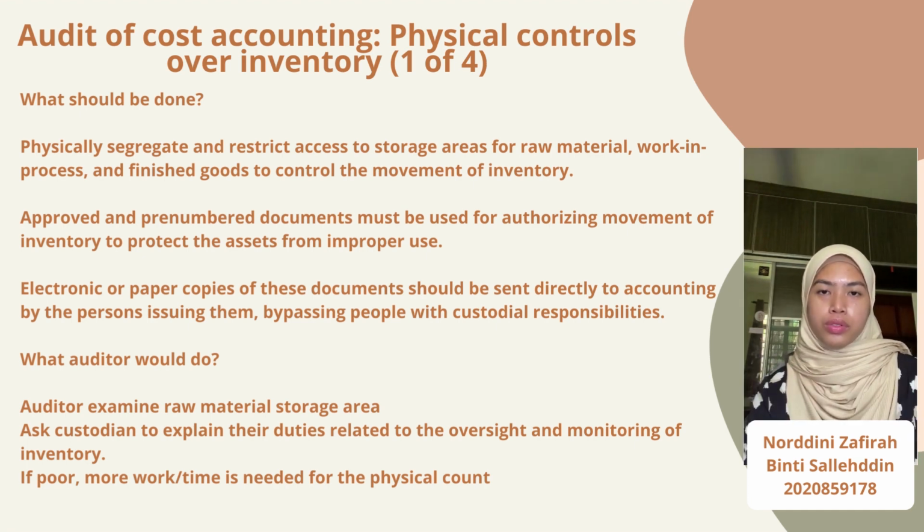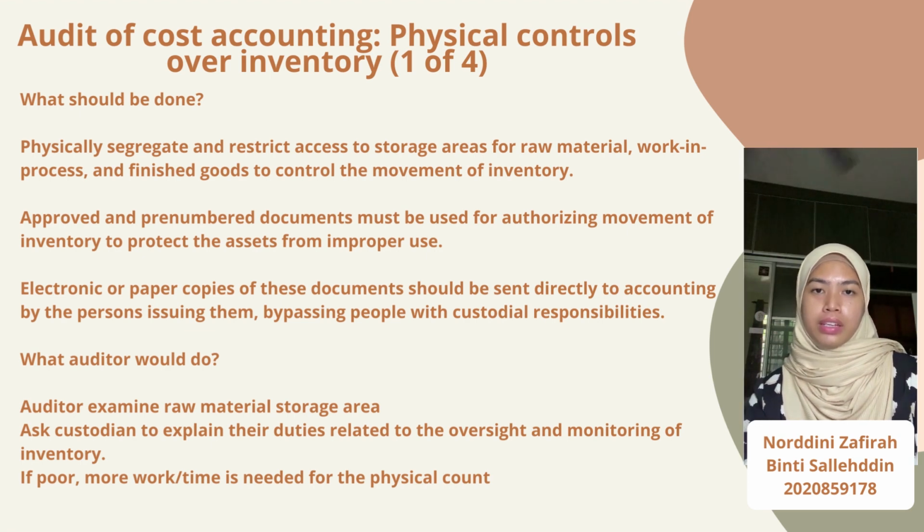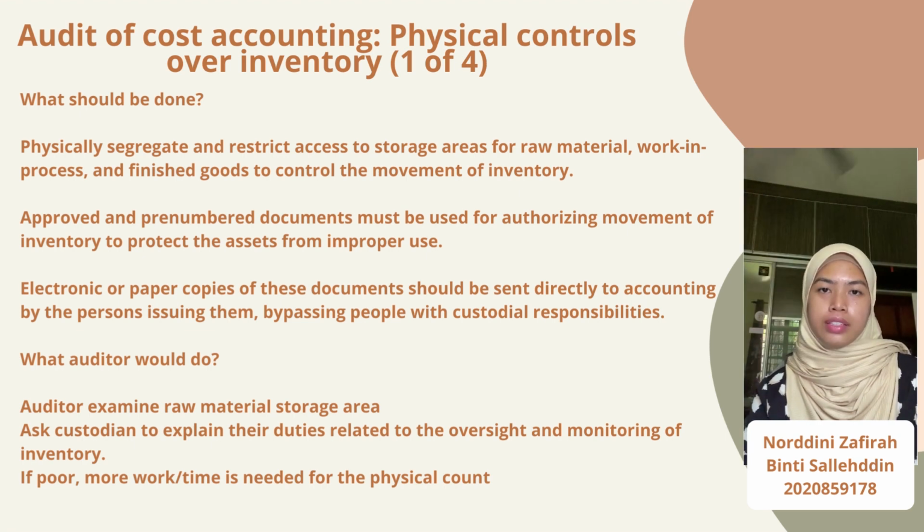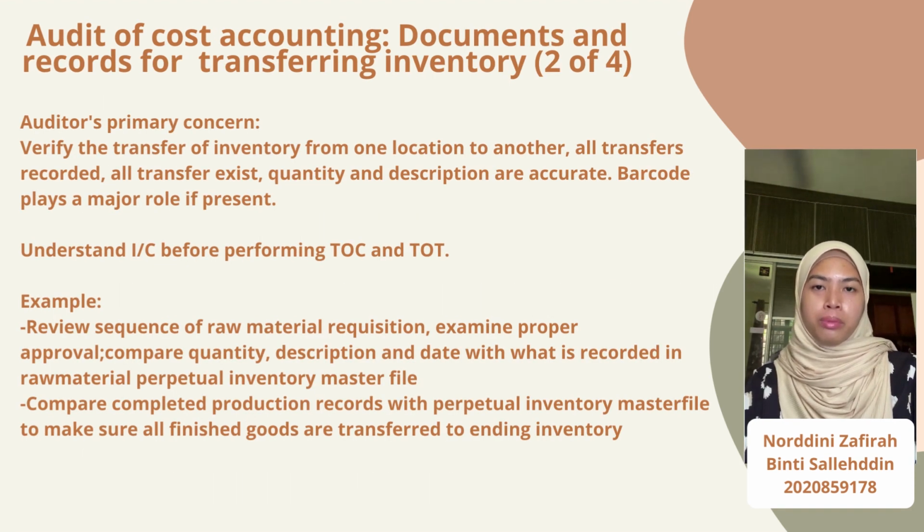What would the auditor do? They should examine the raw material area. They need to ask the custodian to explain their duties regarding the oversight and monitoring of inventories. If they find it poor, more work or time will be needed for the physical count. The auditor's primary concern is to verify the transfer of inventory from one location to another.